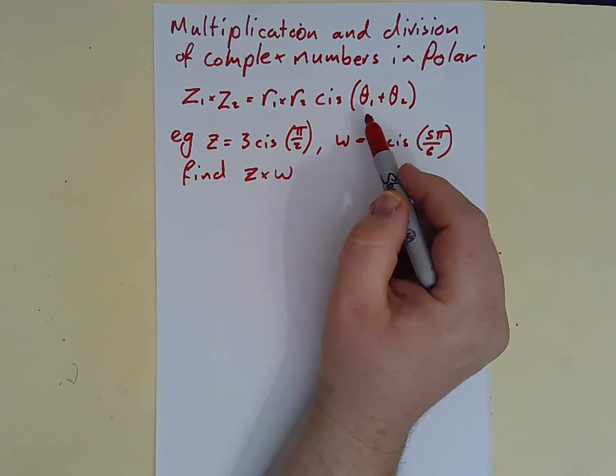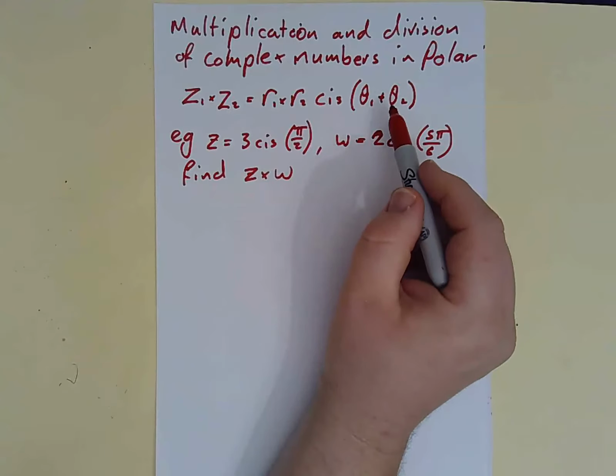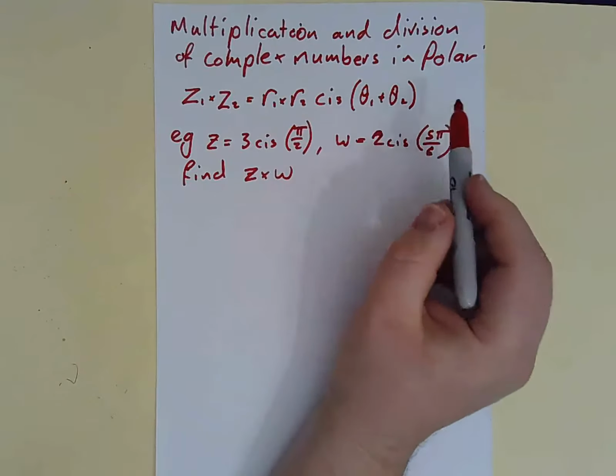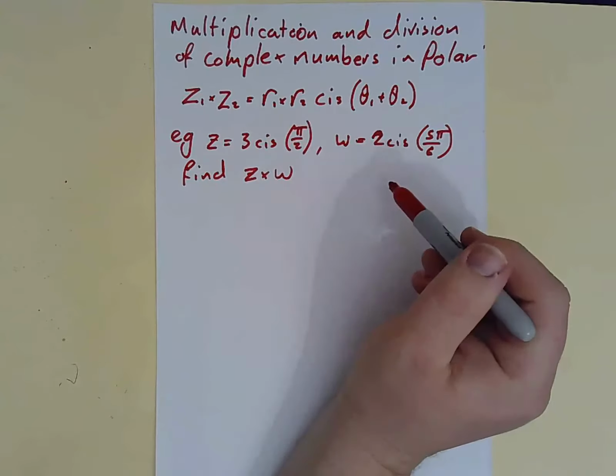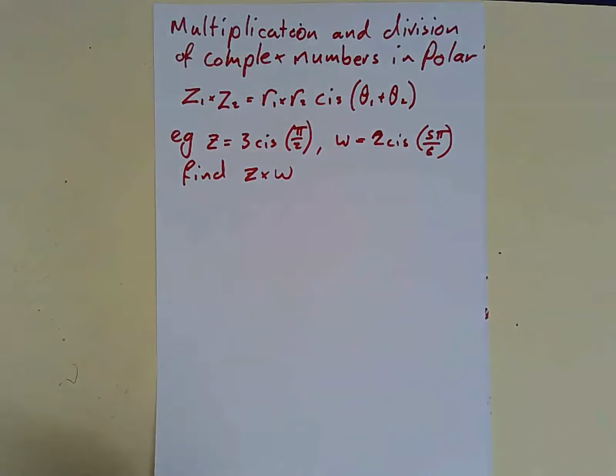I think we looked at putting them on the diagram. We also looked at timesing by i itself, which is a 90-degree angle, not 45, and you would have seen that everything rotated by 90 degrees each time you times by i. So let's look at this.